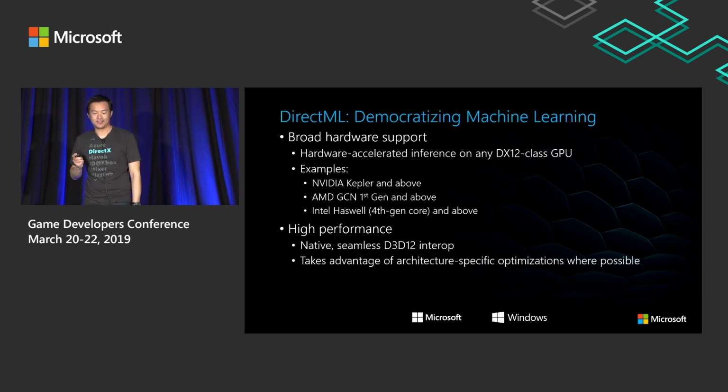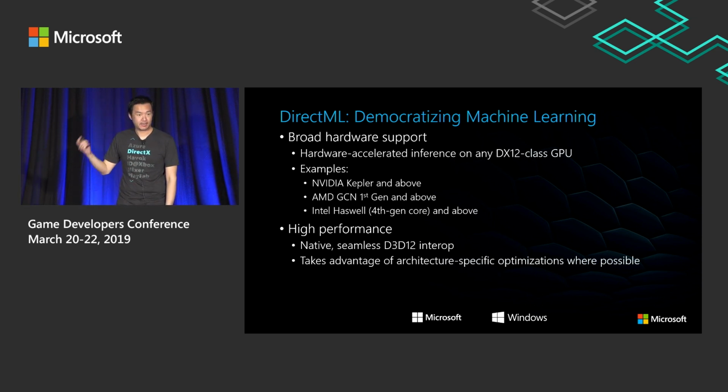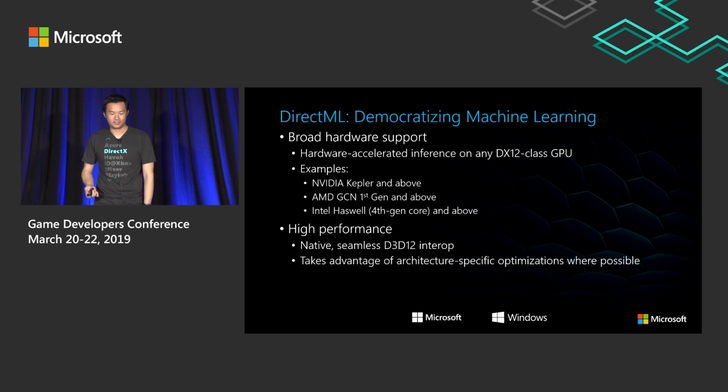One of the greatest strengths of DirectML is its broad hardware support. DirectML provides machine learning acceleration on any DX12 capable GPU, and some examples are listed there. For example, on NVIDIA, we support all GPUs of the Kepler architecture and above, which means that everything from the 7-year-old GTX 600 series all the way to the RTX 2080 Ti is supported for high-performance inferencing using DirectML. On AMD, we support all GCN first-gen cores and above, which I believe is the Radeon HD 7000 series and newer. Of course, all of AMD's latest offerings, including the RX 500 series and the RX Vega series, are also fully supported for high performance with DirectML.